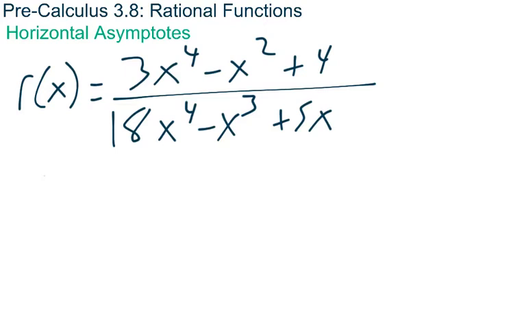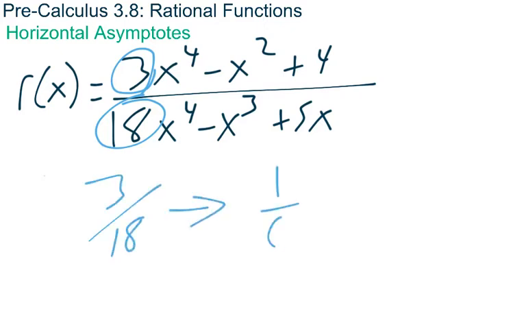Notice this particular function also has the possibility of having a horizontal asymptote because it is the same degree in the numerator and denominator, both x to the 4th. So you need to look at their coefficients and just write out that fraction, 3 over 18. Of course, that can be reduced to 1 over 6. But what that means is that 1/6 is the horizontal asymptote.